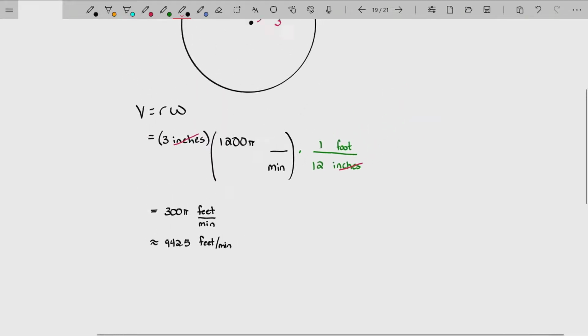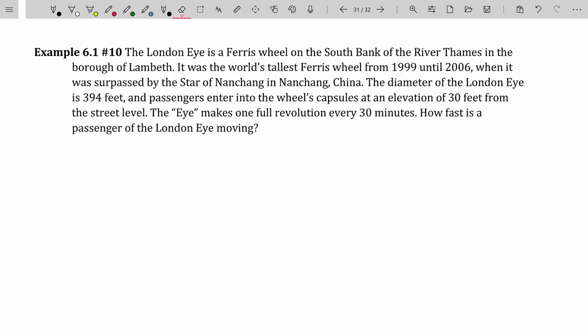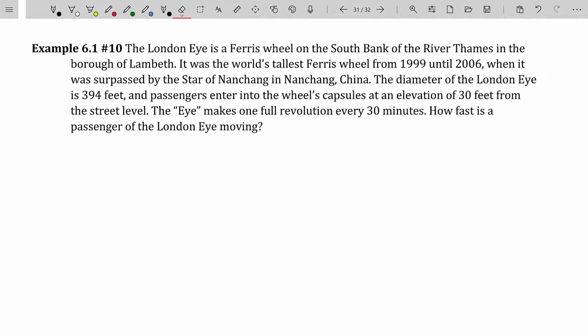You can convert to miles per hour if you want to, but we're just going to answer the question as written. For our next problem, we're going to look at a word problem here. The London Eye is a Ferris wheel on the south bank of the River Thames in the borough of Lambeth. It was the world's largest Ferris wheel from 1999 until 2006, when it was surpassed by the Star of Nanchang in Nanchang, China. The diameter of the London Eye is 394 feet, and passengers enter into the wheel's capsules at an elevation of 30 feet from the street level.